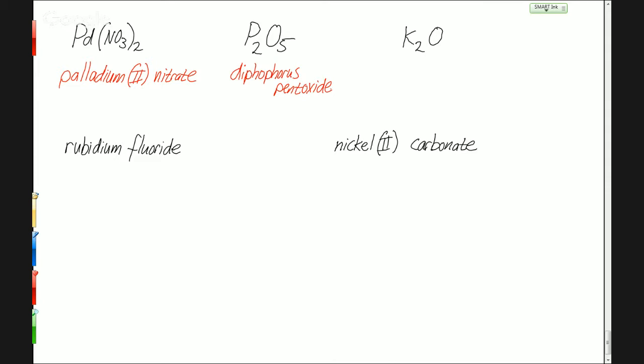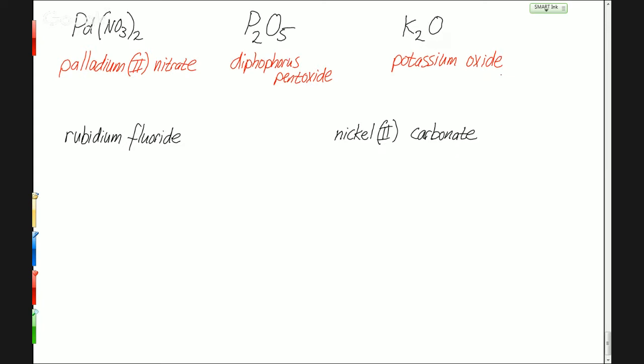K2O. Right, this one is potassium oxide. No numbers because potassium is always +1. No dipotassium because it's a metal. This is not all nonmetals. Okay, what about rubidium fluoride? It's just going to be RbF. Rb is +1 and F is -1. So you have +1, -1. They match right up to make 0.